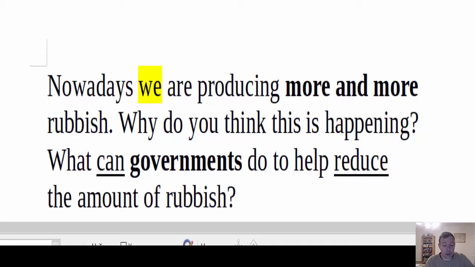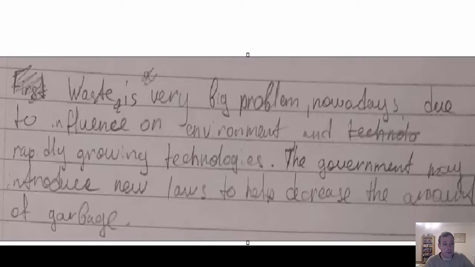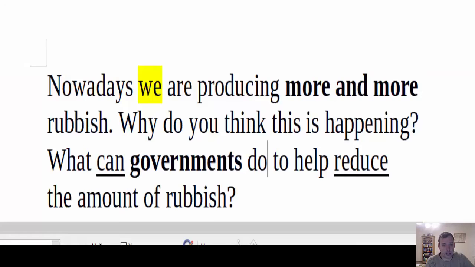Okay, so do they introduce these aspects? The first question: do they talk about more and more rubbish being produced? Waste is a very big problem. Okay, it's a big problem nowadays due to influence on environment and rapidly growing technologies. So they've got rapidly growing here, like more and more, but that's connected with technologies. So they haven't got that detail there.